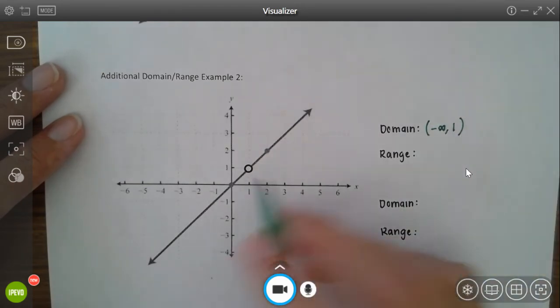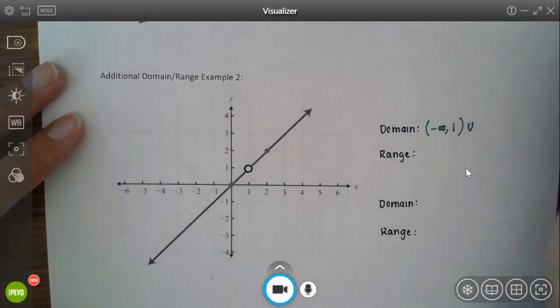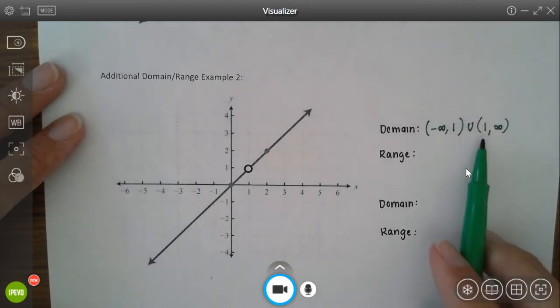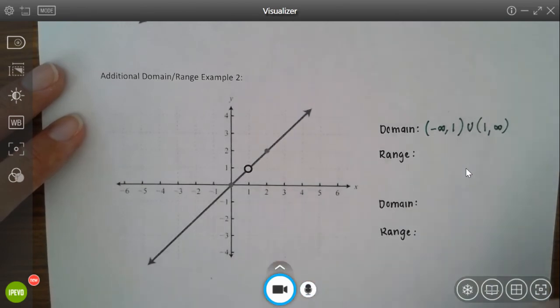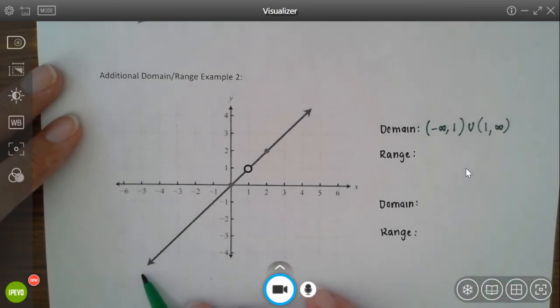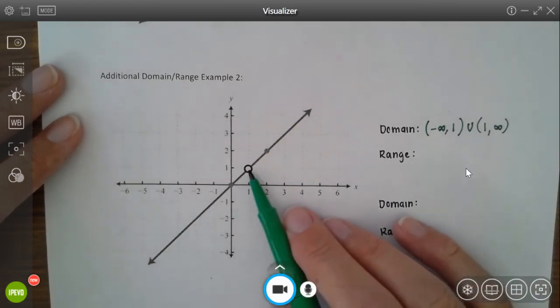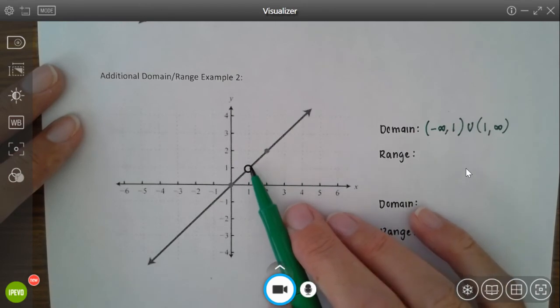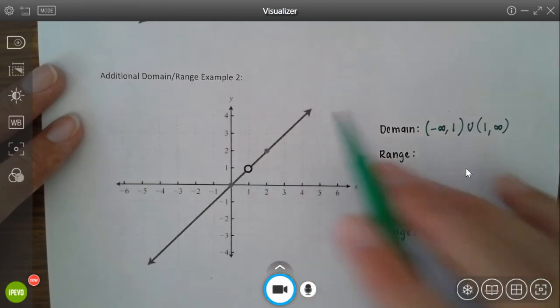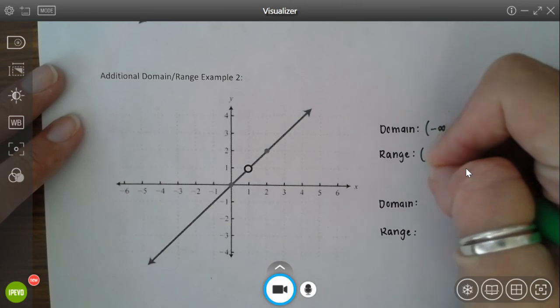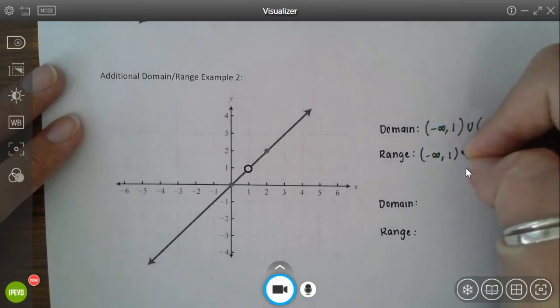And since there is a break in the graph, this is where we'd want to use the union. And then we would start again at 1 and continue on to positive infinity. Again, we're not including the 1 here because it's still open. The range would also actually be exactly the same thing. If we read it from the bottom to the top, we're stopping at the y value of 1, skipping over it, and then continuing on until infinity. So the range would be written exactly the same way.